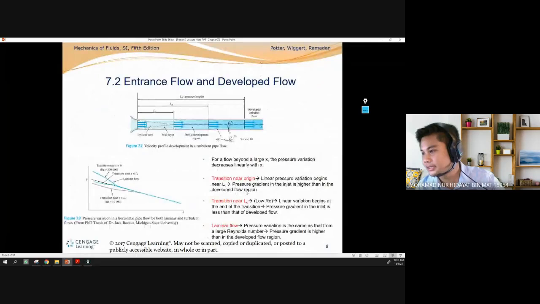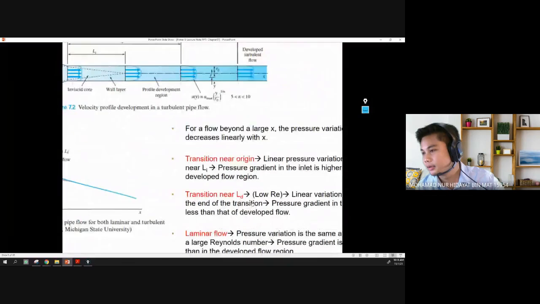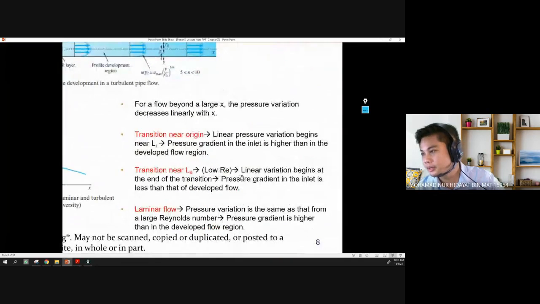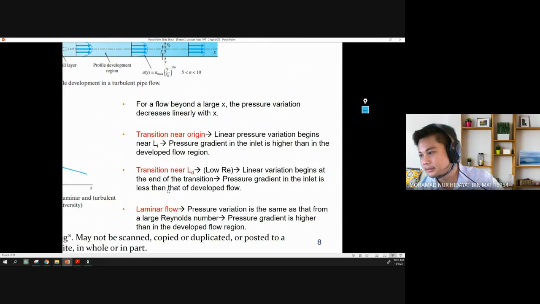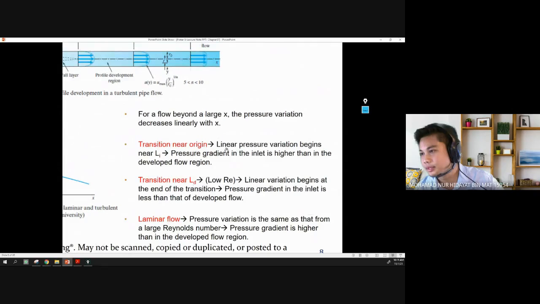So here we can see that at low Reynolds number, linear variation begins at the end of the transition. The pressure gradient at the inlet is less. Low Reynolds number, pressure gradient less. This one is the high Reynolds number, and the pressure gradient is high.